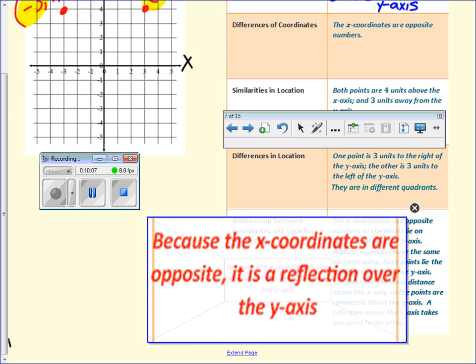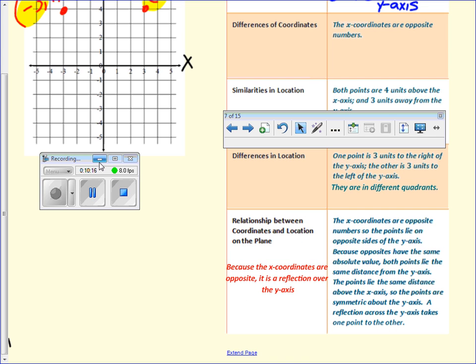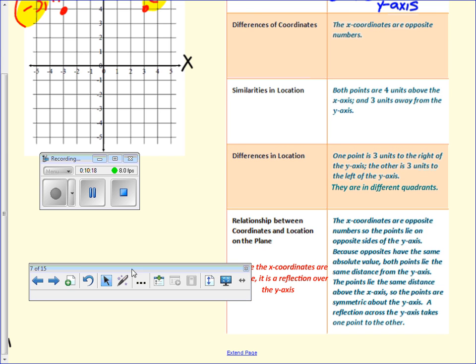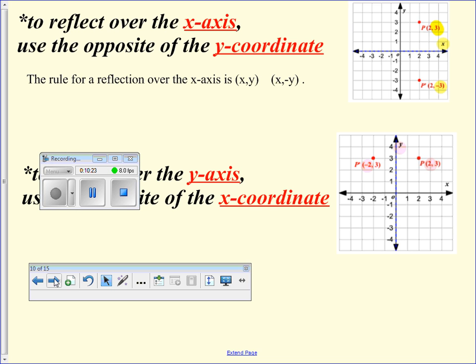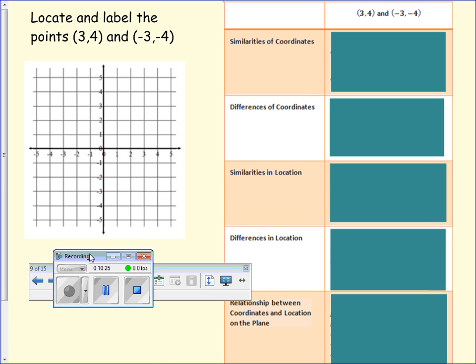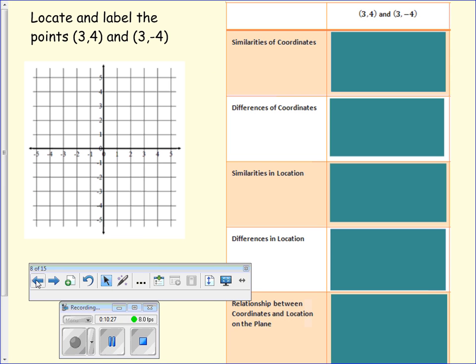Okay, because the x coordinates are opposite, it is a reflection over the y-axis. Okay, so because we have some time constraints, we're going to skip the next two rows. But we can just take a peek at the coordinates.